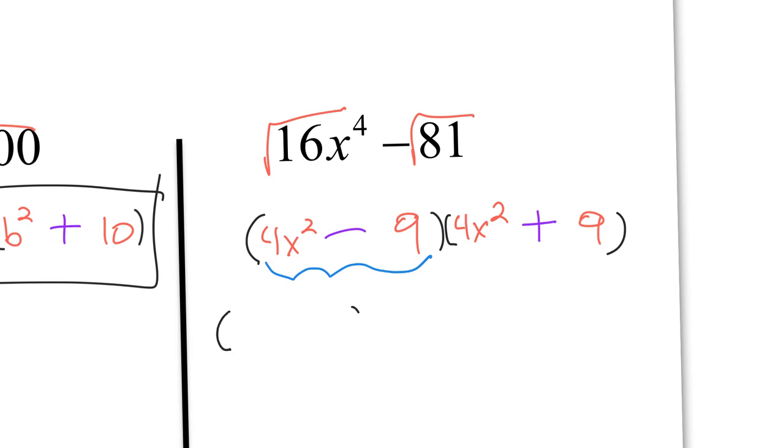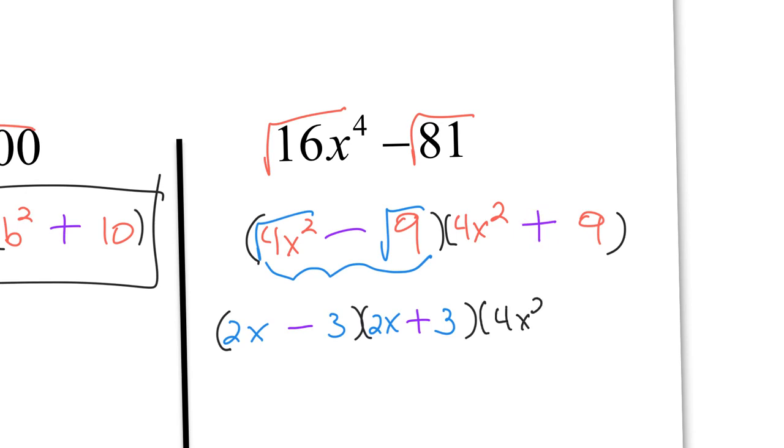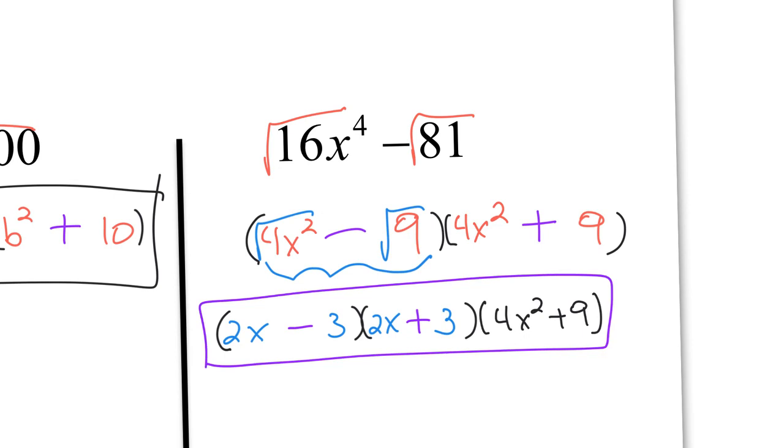I'm going to set up my two parentheses again. The square root of 4x squared is going to be 2x. The square root of x squared is x. 2x. The square root of 9 is 3. 3. We need a minus. We need a plus. This one here, the 4x squared plus the 9, even though the 4 and the 9 are perfect square numbers, we have a plus. Remember? Nope, you cannot factor that one. So we leave it as 4x squared plus 9. So my answer is all this.